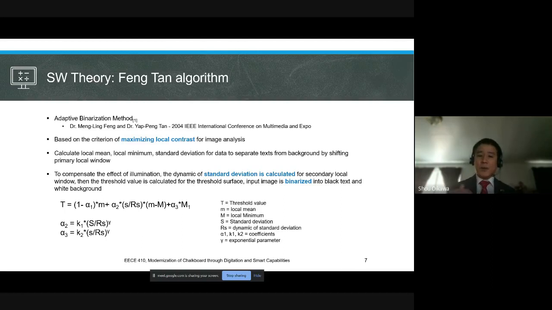And then by using this threshold, we'll be able to determine in a binarized way if there's black text or a white background.